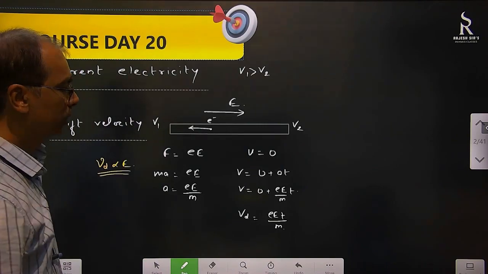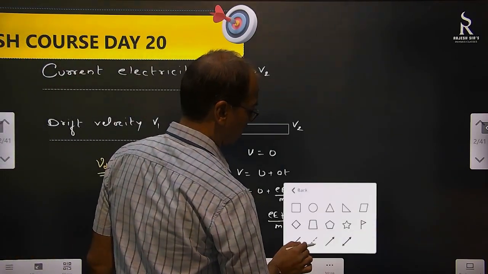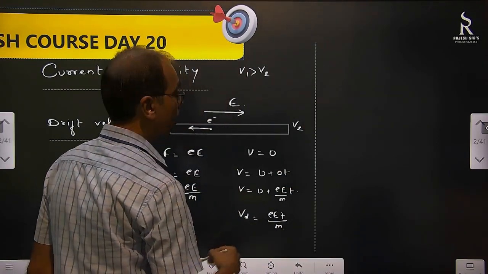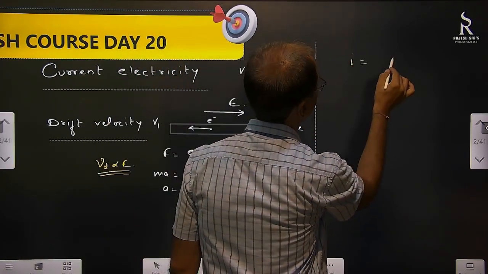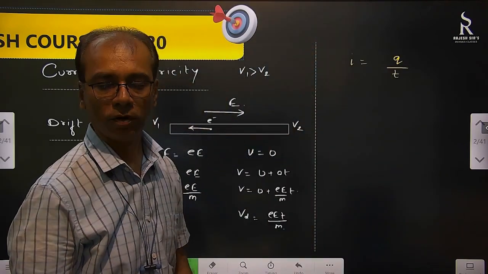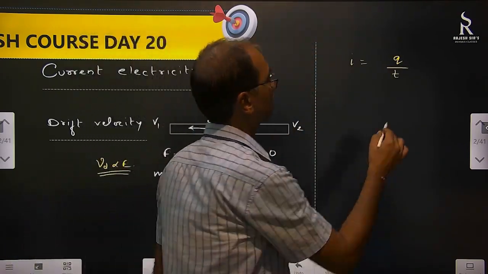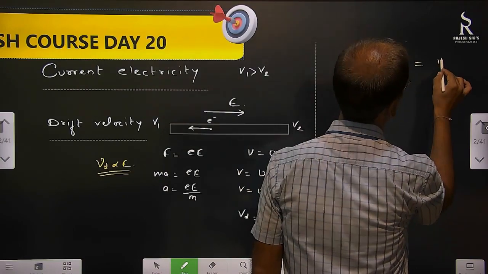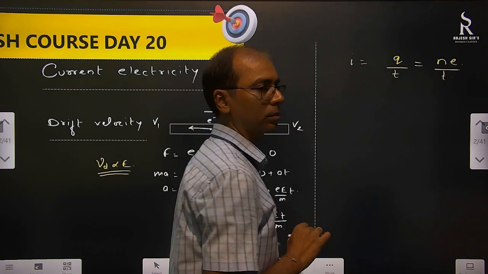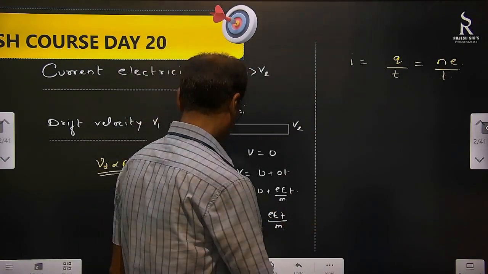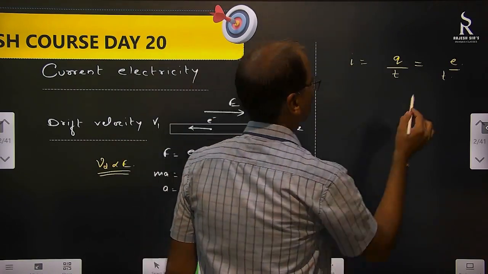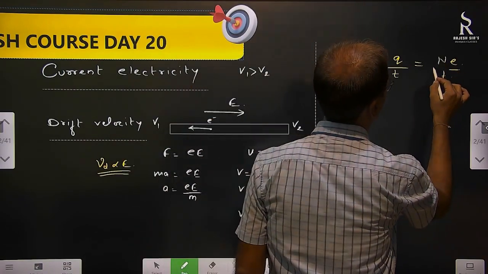Right, now we want to see current. Current is basically charge by time, the flow of charge per unit time. Q is in terms of electrons. So we'll say n into e by t. What is n? n I'll write in capital letters here. Number of electrons that are flowing per unit time.